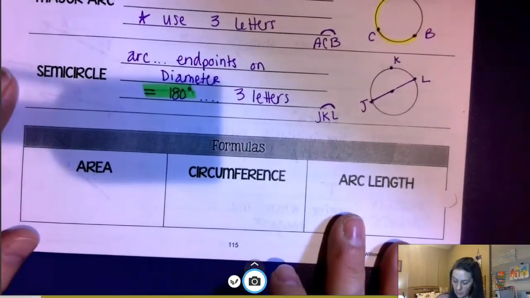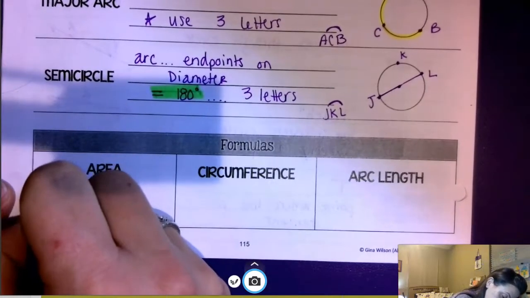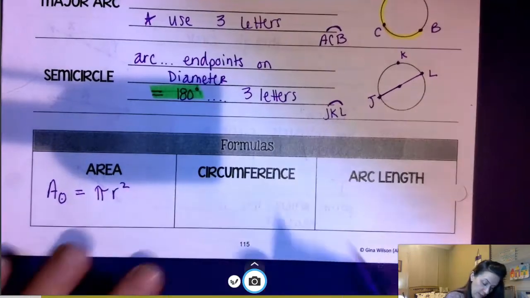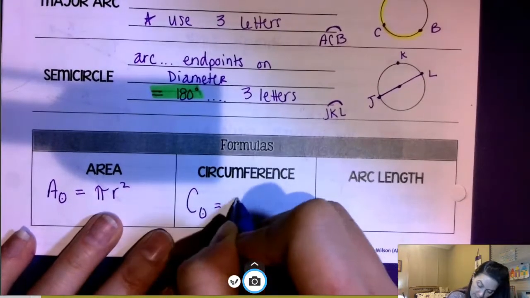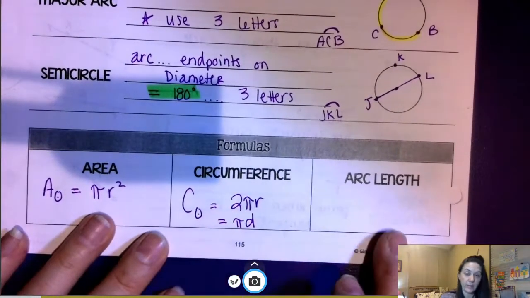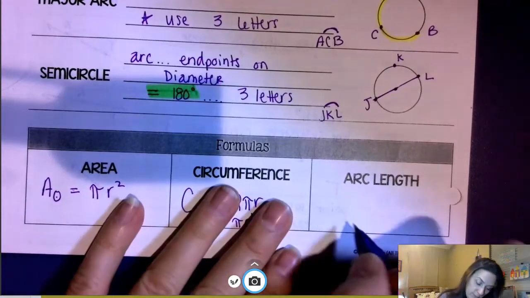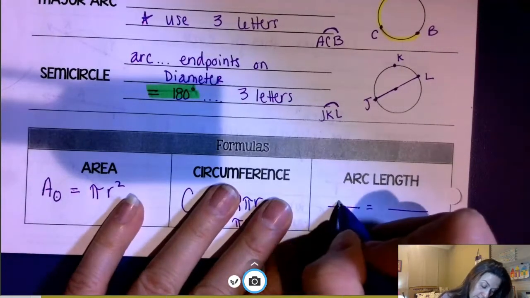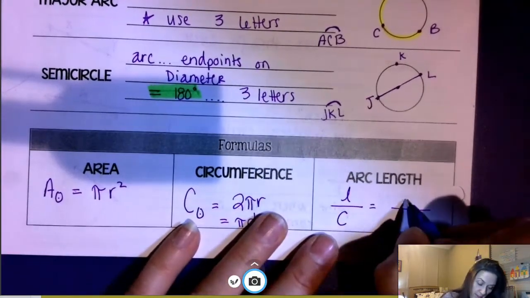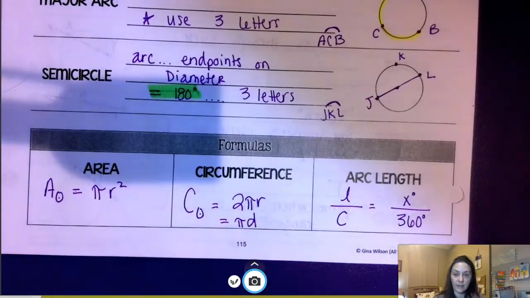Formulas, if you remember any of these formulas, go ahead and write them down. Area of a circle equals pi r squared. Circumference of a circle equals 2 pi r, or you can do pi times diameter. Now, arc length of a circle, remember we were doing those arc lengths the other day? You set up a proportion. Length goes on top because length is the circumference on bottom. The degree of the part on top over the entire degree on bottom. There you go. I'm going to pause.